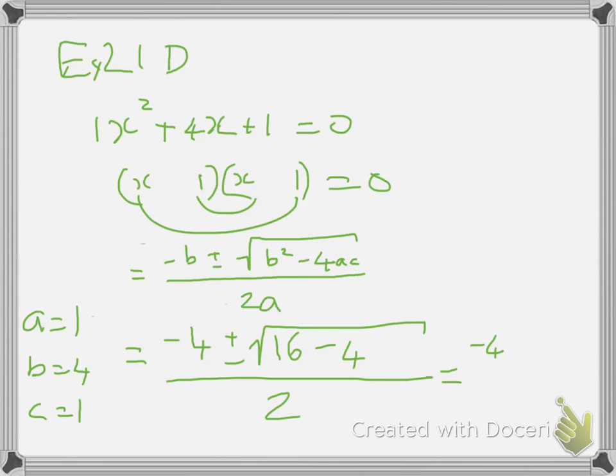Simplifying becomes minus 4 plus or minus square root of 12 all divided by 2. Now, remember there's two solutions, that's why there's a plus and a minus above here. So on the calculator, you take minus 4 plus the square root of 12 divided by 2, that gives you your first solution, and then minus 4 minus the square root of 12 all divided by 2, and that will give you your second solution.